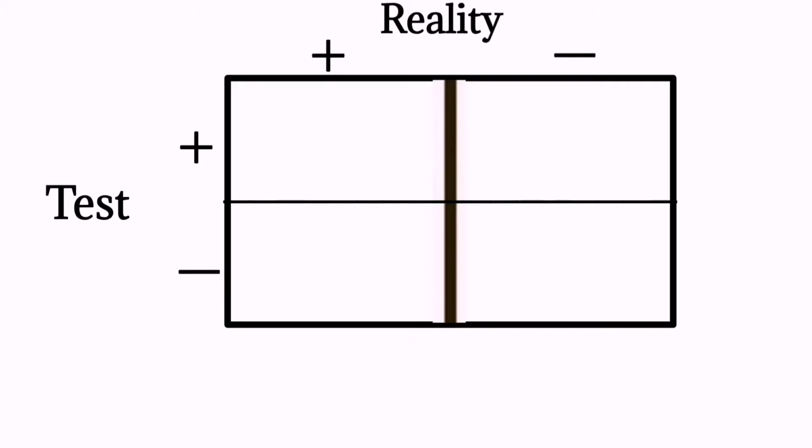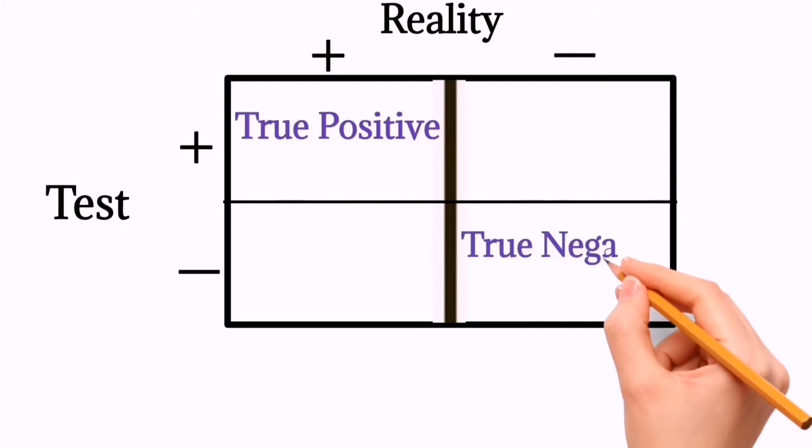When a disease is present in reality and you perform the test and the test comes out to be positive, that is reality is positive, test is positive, this is true positive. When reality is negative and you perform the test and the test is also negative, that is reality negative, test negative, this is true negative.